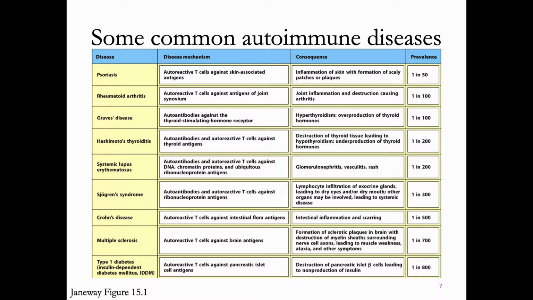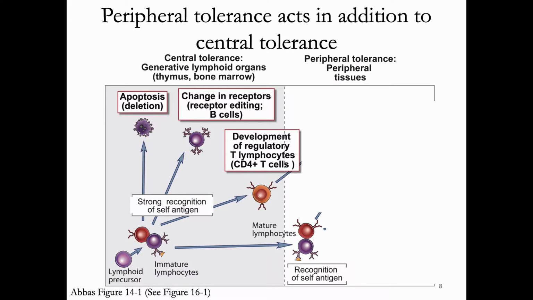And you might look at these and think, whoa. You just told us all the reasons why central tolerance can mess up. Why is this not 100%? Why are there so few people with autoimmune diseases if central tolerance has all those flaws? And the answer is, hooray, we also have peripheral tolerance.